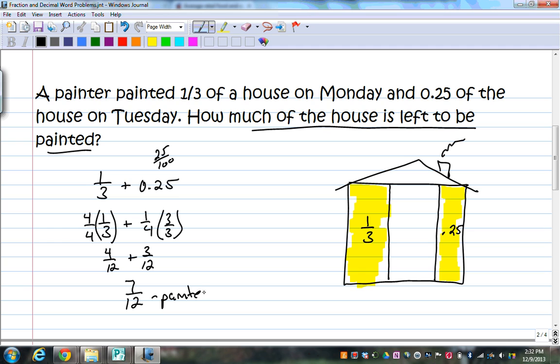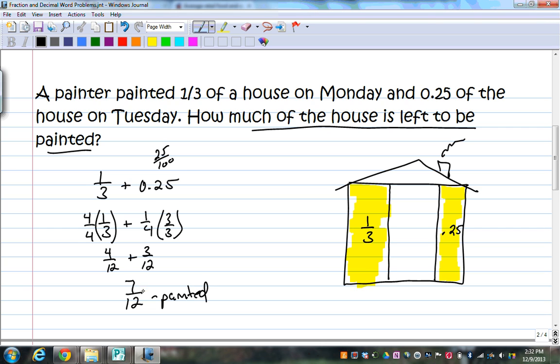Be very careful when you solve a math problem, especially a word problem. A lot of students do the math and they think they're done. Go back to the question, see if you really answered it. You want to know how much is left to be painted. So you could say, all right, I have 7/12.